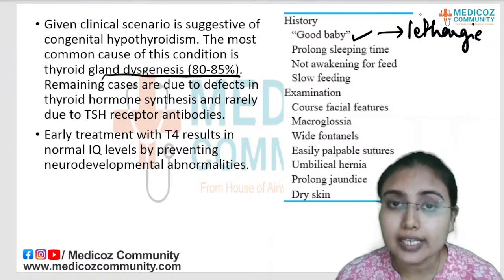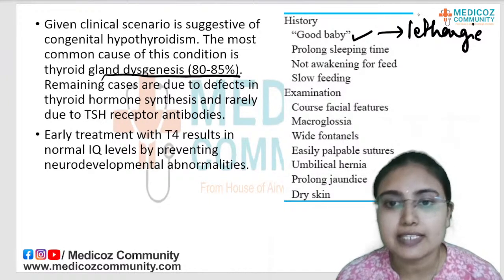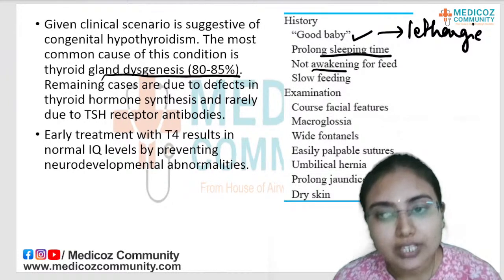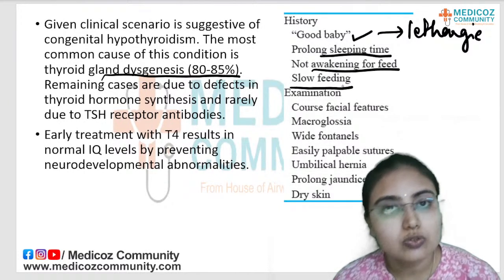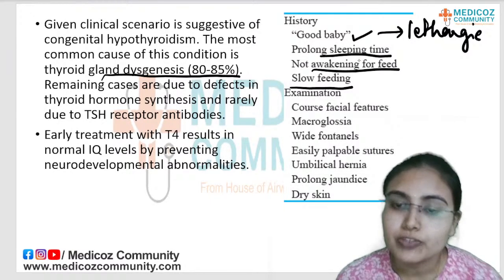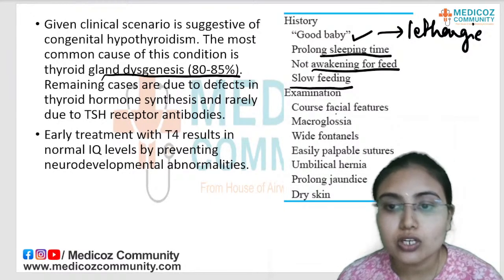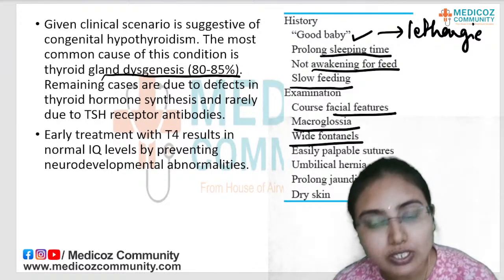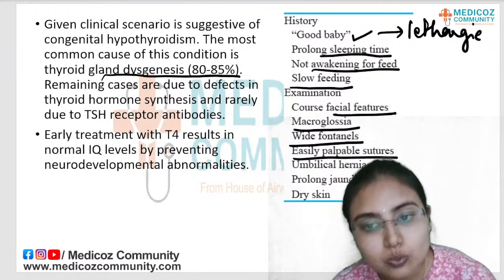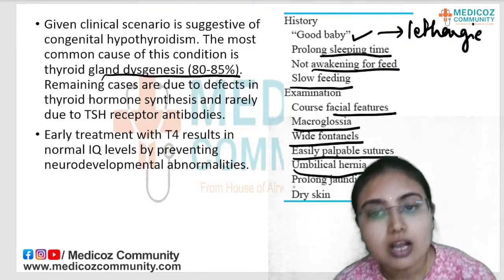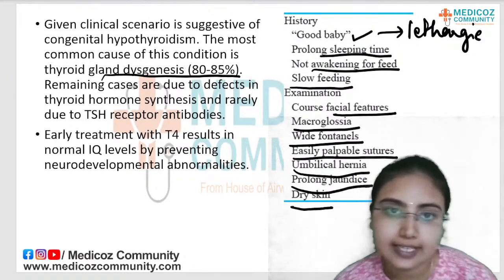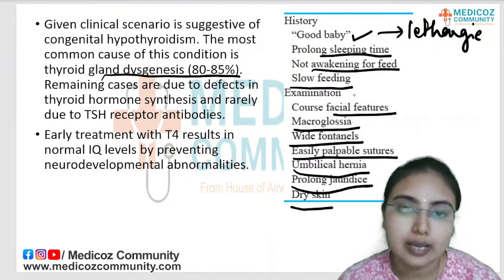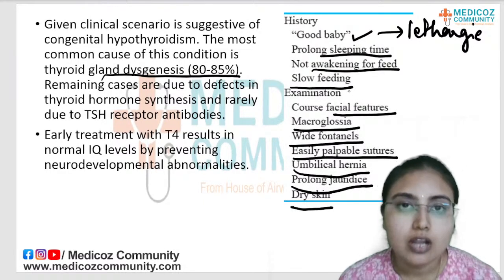So you should recognize that this means the baby is a little lethargic. A prolonged sleeping time, not awakening for feed, slow feeding. These will be your points in history. On examination, please note coarse facial features, macroglossia, wide fontanelles, easily palpable sutures, umbilical hernia, prolonged jaundice and dry skin. These are all clinical features that you have to look for in congenital hypothyroidism. Alright? Okay.